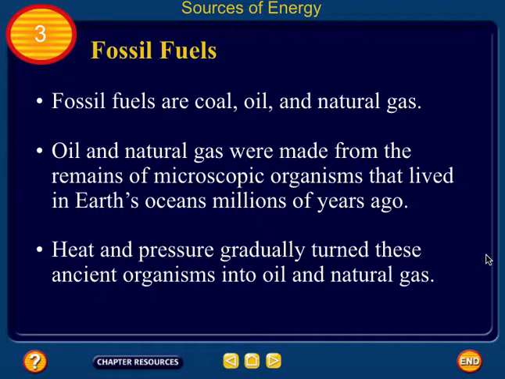First of those is fossil fuels. Fossil fuels are coal, oil, and natural gas. Oil and natural gas are made from the remains of microscopic organisms that lived in Earth's oceans millions of years ago. Here's where we would defer and say that those things were made with age, not that the Earth is millions of years old, because of our belief in creation. But God created these things. Heat and pressure gradually turned these ancient organisms into oil and natural gas. Coal was formed by a similar process from the remains of ancient plants that once lived on the land, as shown in figure 17.